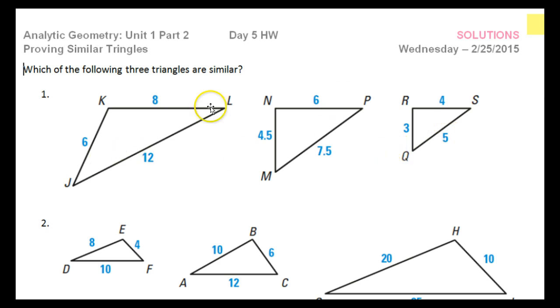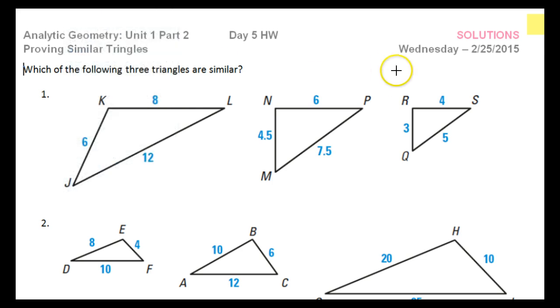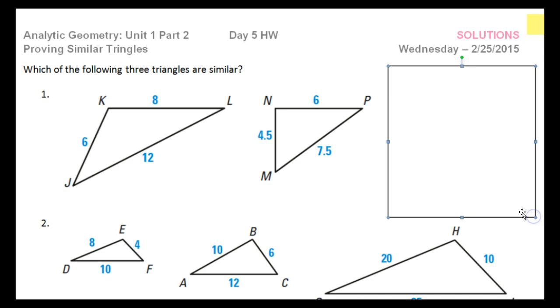Alright, so for problem number 1, we're supposed to figure out which of these triangles are similar. We're given only sides, so obviously we're looking for side-side-side similarity. So we have to check and see if the sides are proportional. I think the best thing to do is just to look at two triangles at a time. So I'm going to cover up this triangle and use this space to write.